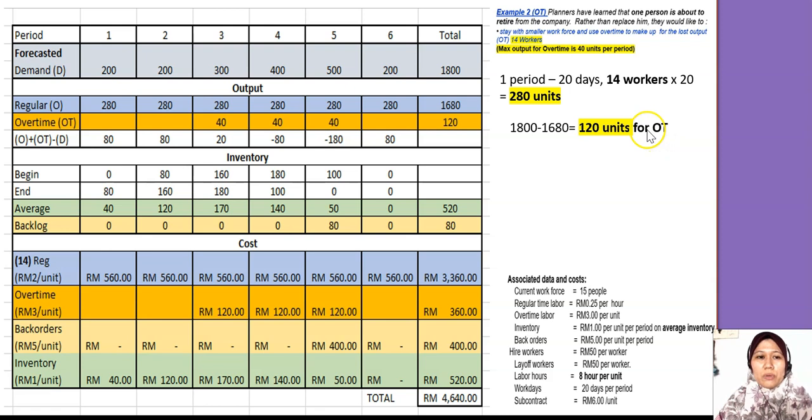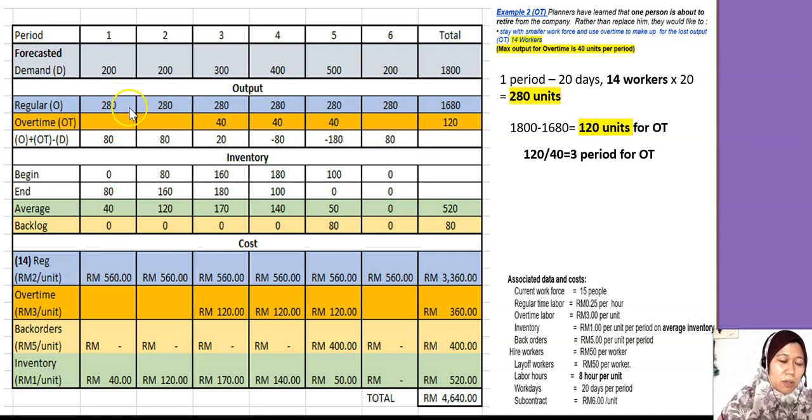So for OT, we need to know how many periods. So we know that the maximum is 40 units per period. So 120 divided by 40, we have 3 periods of OT. But how to decide? Okay, we look at the first one. Okay, this one again. We know that 3 periods are going to have OT, so this one we don't have any problem.